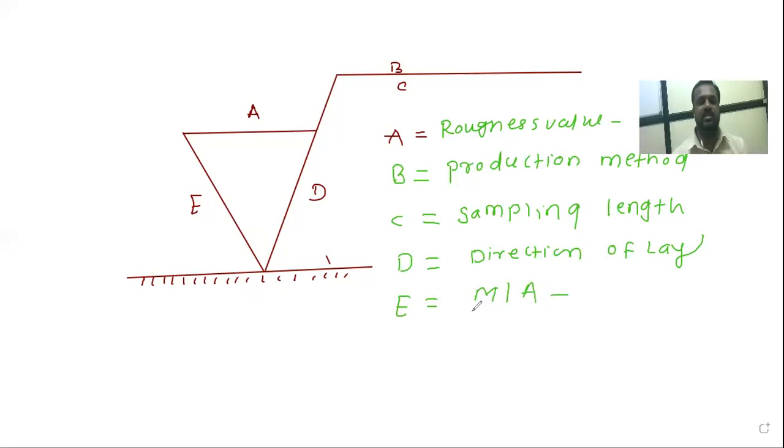Now this is the basic surface roughness symbol, and it gives information: it shows the surface roughness value, it gives information regarding which production method we have to use, how much sampling length we have to take, which type of direction of lay is there, and how much machining allowance is there. Such information we get from this surface roughness symbol.